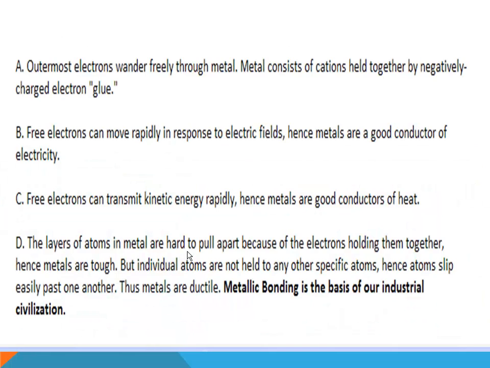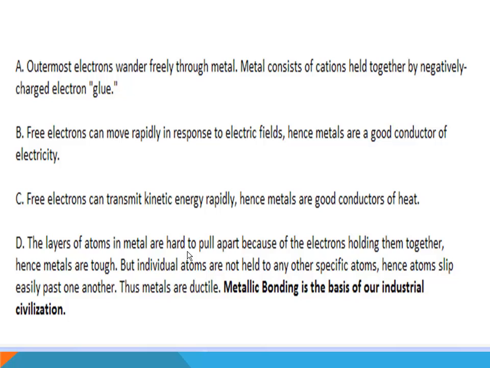So a few things to remember about metal bonding. The outermost electrons, like most things that bond, wander freely through the metal. That's why you can have good conductivity of electricity. They act like glue, and they can move rapidly through the fields. Hence, these are good conductors. They are also good conductors of heat because there are free-flowing electrons that transmit kinetic energy.